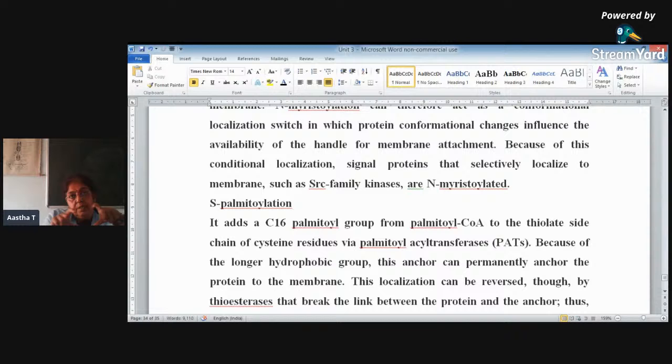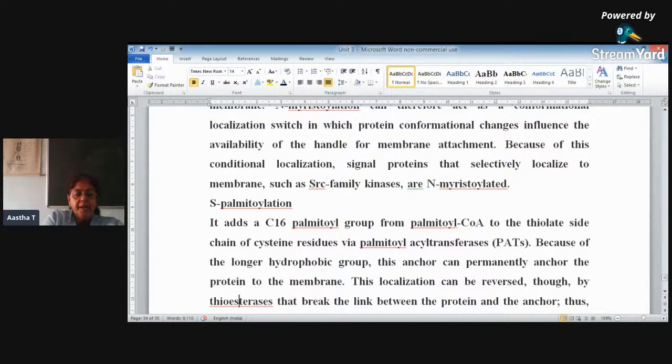दोन सिस्टेन एस एच ग्रुप असतो. तर थायोलेट साईड म्हणजे एस एच ग्रुप, थायोल एस, थायोल रिफर्स टू एस. द सल्फहायड्रल ग्रुप जो असतो, ती साईड जी असते त्याला आपण थायोलेट साईड म्हणतो. आणि सिस्टेनमध्ये एस ग्रुप्स असतात. तर त्या एस ग्रुपला हे C16 पामिटॉइल ग्रुप अटॅच होत असतो with the help of palmitoyl acyl transferases, PATs.